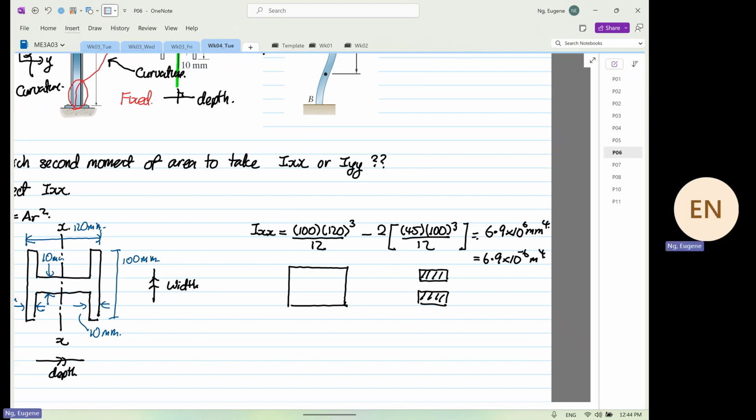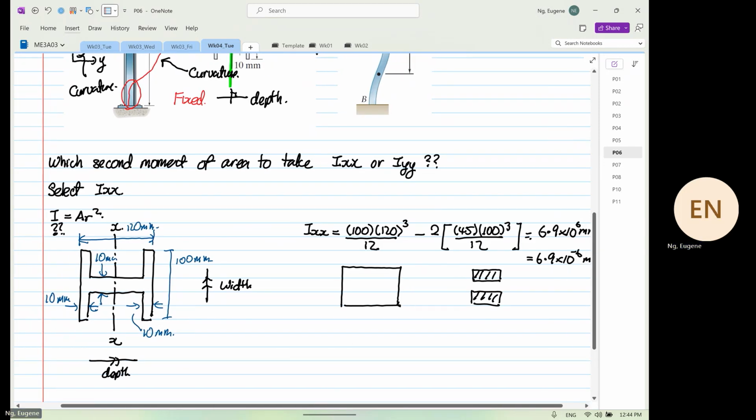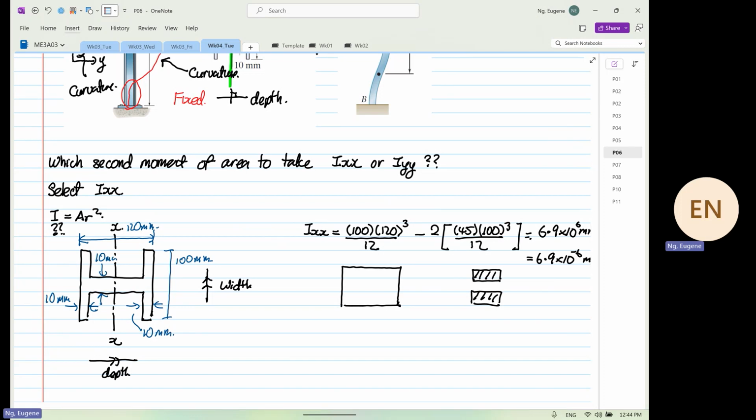Is this okay for you? How I get the second moment of area? Are we clear? There's a different method, okay, that you can also do. You want me to do the other method, or this is okay? This is good. Okay, so we found our second moment of area.